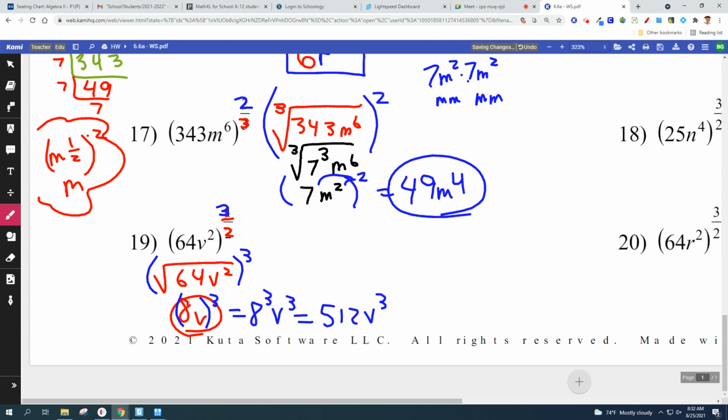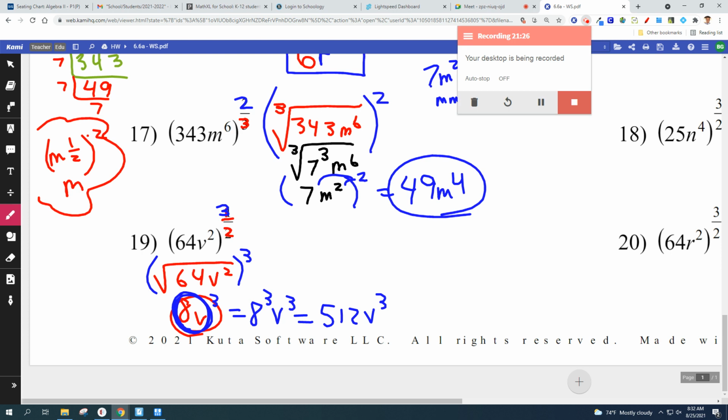Now remember that's not the answer to number 19. The answer to number 19 was just 8v, but I just added a what if. Okay, questions? All right, cool. Questions, comments, concerns?